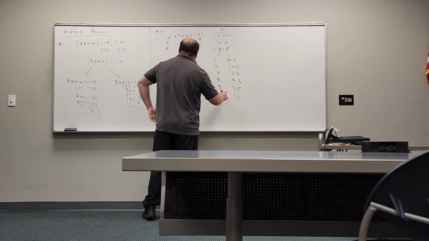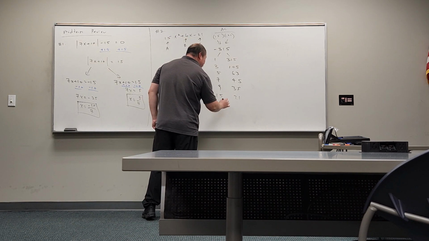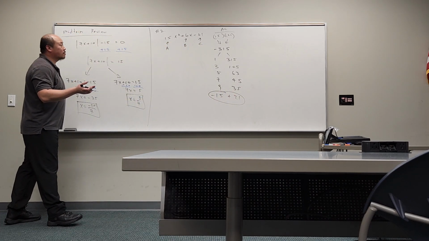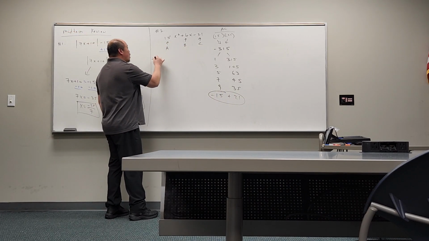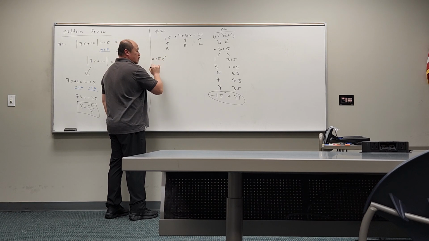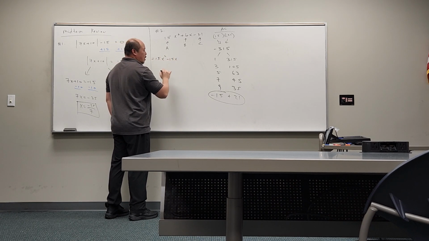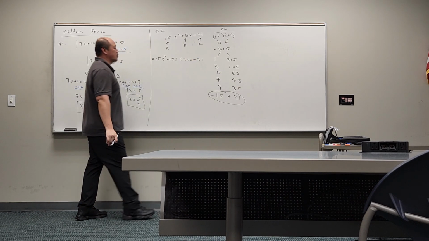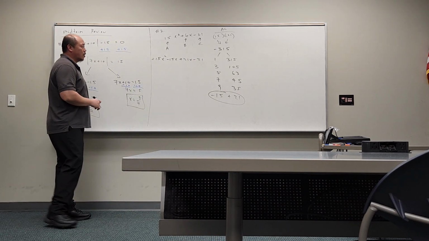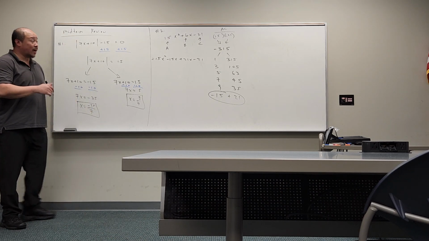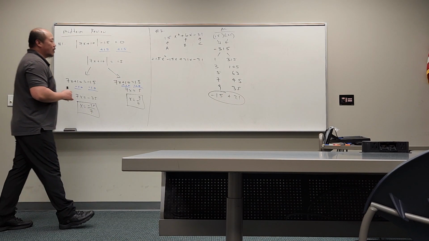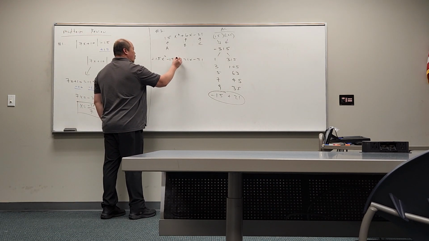So this guy right here will be minus 15 plus 21. That will be 6, right? So that guy would be 15x squared minus 15x plus 21x minus 21. And remember, you have to factor by grouping, right? So that's C. Factor by grouping.